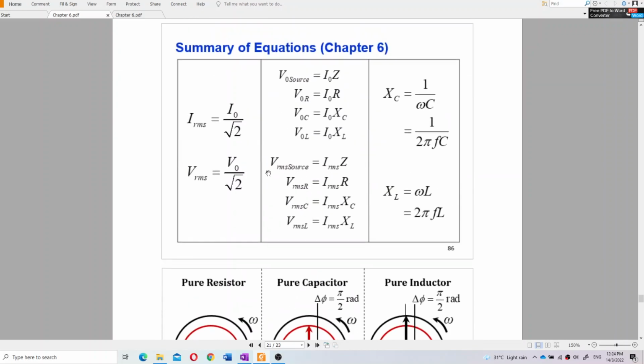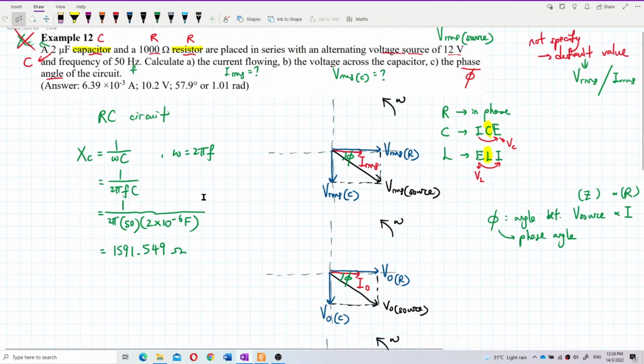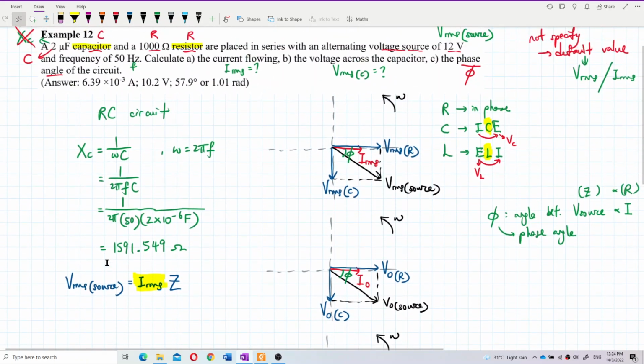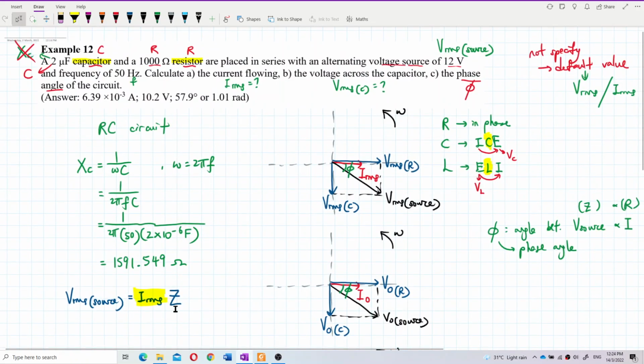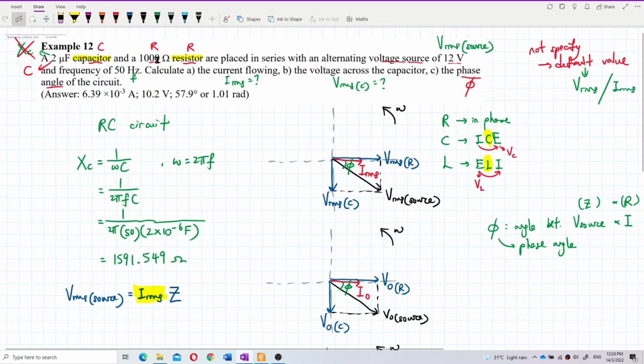So I definitely need to find the impedance. So find the impedance first. Why do I need to find the impedance? Because I can find the root mean square current out of this formula. Understand? So then I can find my root mean square current, which is needed by the question. He already provides us the VRMS source, so we need to find the impedance. We already got XC and R, resistance.